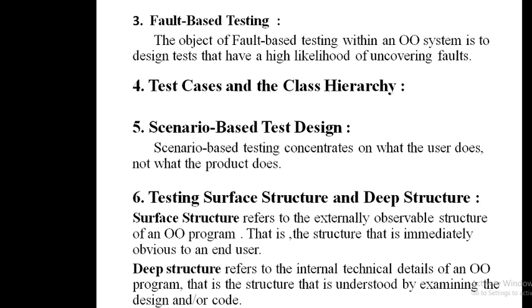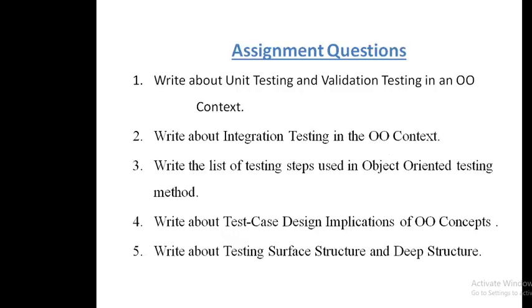So this is the concept of testing object oriented methods. In this concept we discussed first how this approach must be tested. For that we have 3 different points and 6 different types of concepts. Based on these 2 concepts, testing object oriented strategies and testing object oriented methods, I have given some assignment questions. These are those assignment questions.